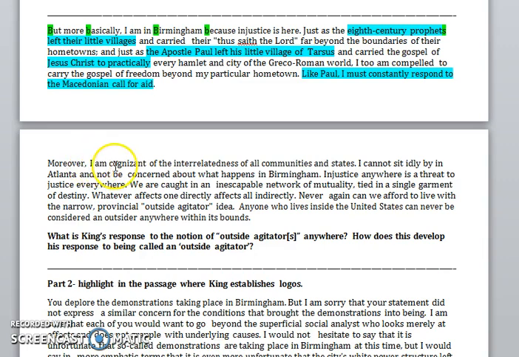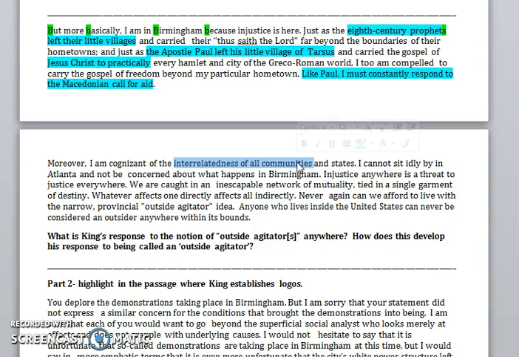He says, I am cognizant. So instead of saying I know, he says, I am cognizant of the interrelatedness of all communities and states. I cannot sit idly by in Atlanta and not be concerned with what happens in Birmingham. So he says, you know what, I'm aware that there is an interrelatedness of all the communities and states. Like we are all intermixed. So whatever happens in your state or your community is going to affect what's happening in my community.